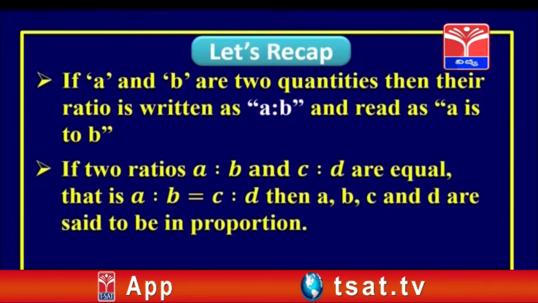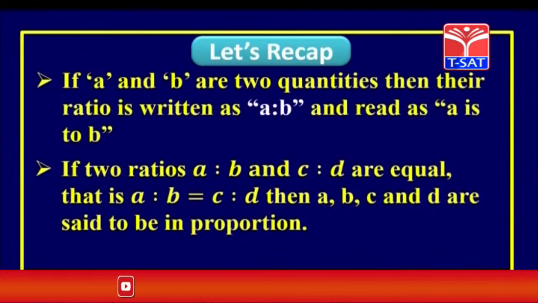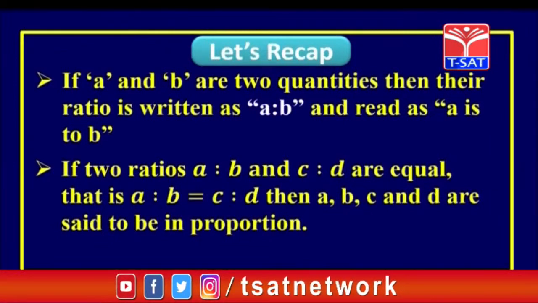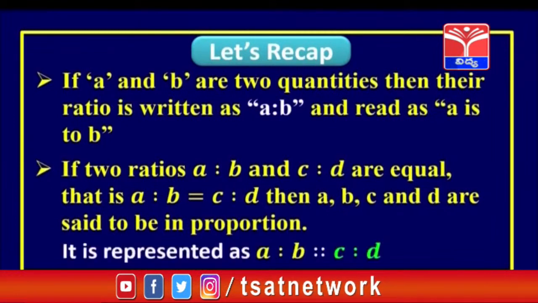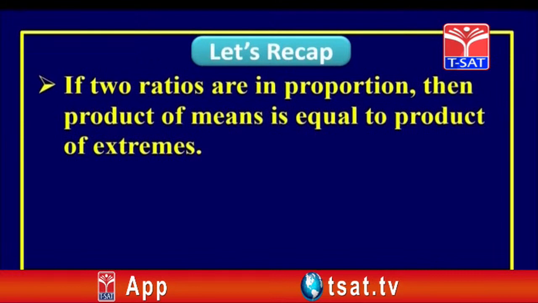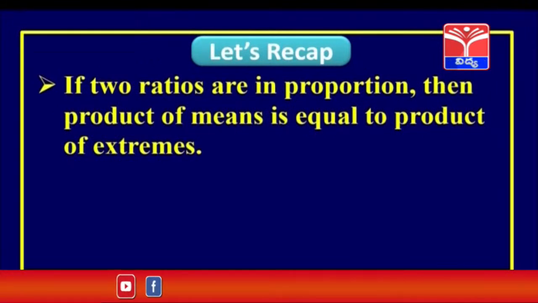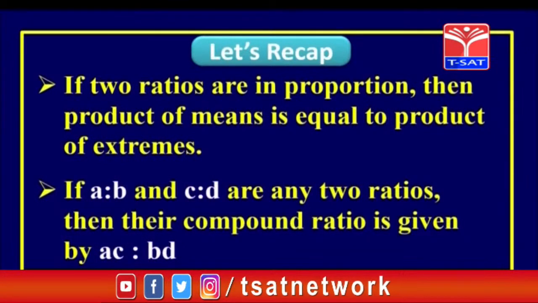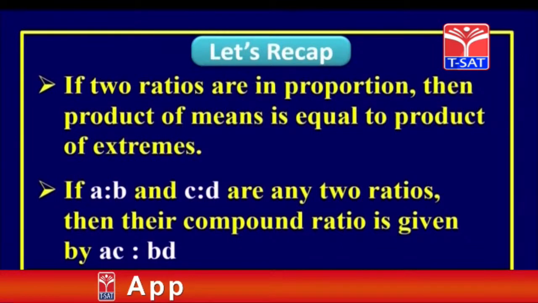If two ratios A is to B and C is to D are equal, which means A is to B equals C is to D, then A, B, C and D are said to be in proportion and we represent it as A is to B double colon C is to D, and we read it as A is to B as C is to D. If two ratios are in proportion, then the product of means is always equal to the product of extremes. If A is to B and C is to D are any two ratios, then their compound ratio is given by AC is to BD.